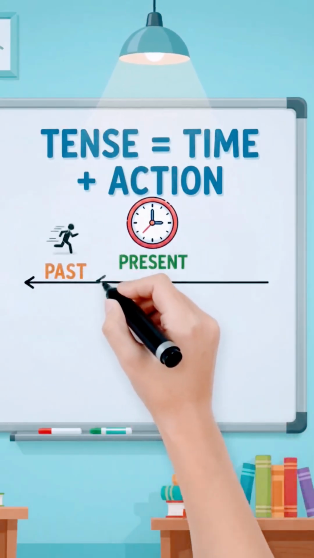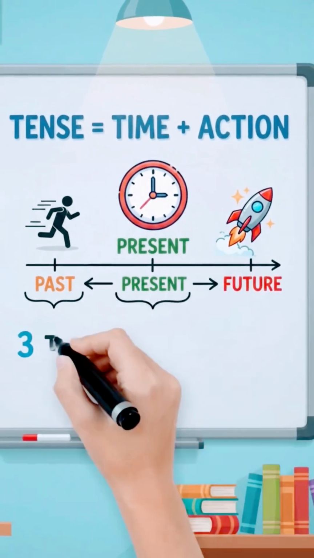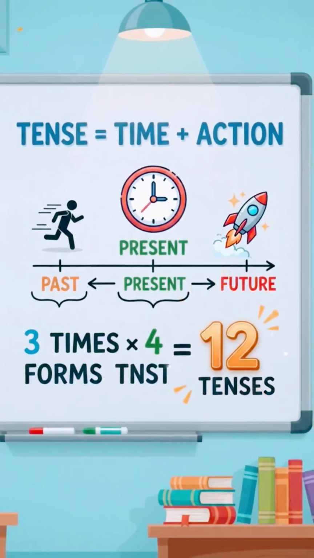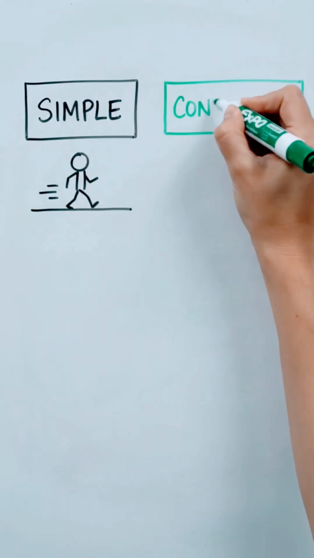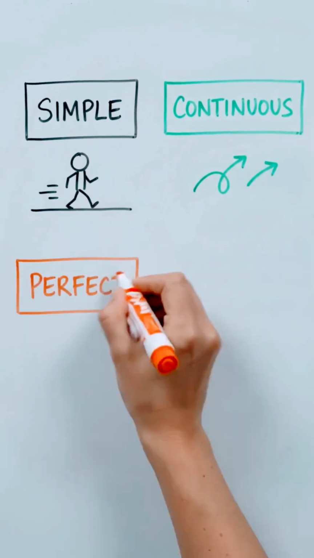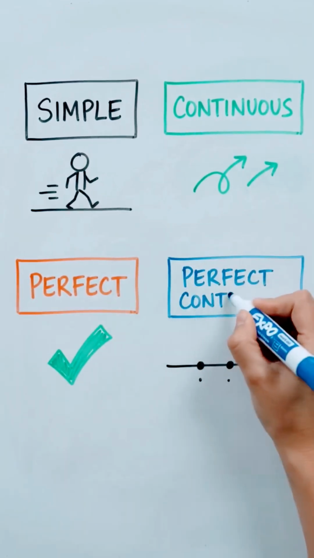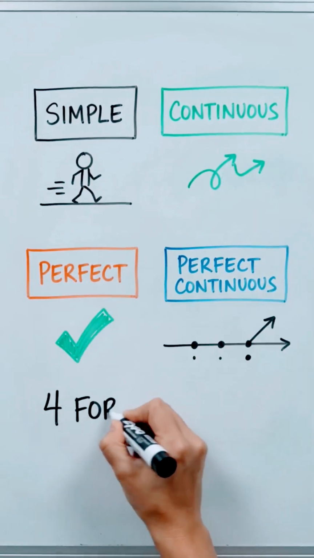We divide our timeline into 3 sections: the past, the present, and the future. 3 times 4 forms gives us 12 tenses. First, we have the simple form. Next, the continuous form. Third is the perfect form. Finally, perfect continuous. Master these 4 forms.